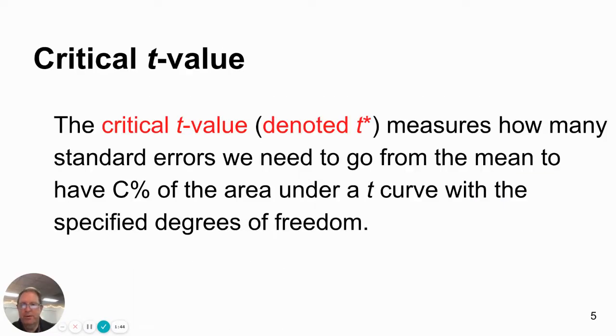So let's talk about the critical value, the critical T value, sometimes called T star. Because we are using S, our sample standard deviation, instead of sigma, the population standard deviation, we must use the critical T star rather than Z star. The critical T value measures how many standard errors we need to go from the mean to have C% of the area under the T curve with the specified degrees of freedom.